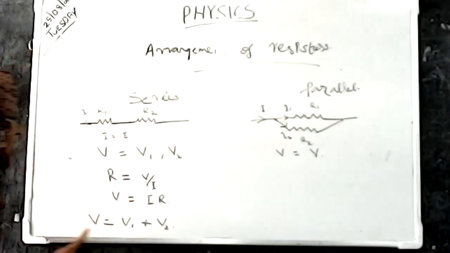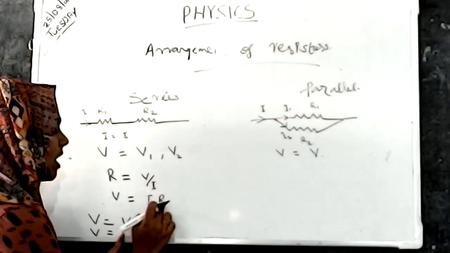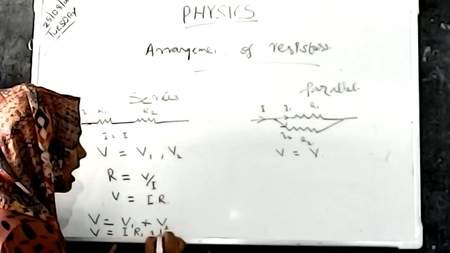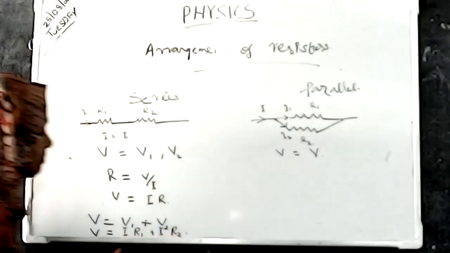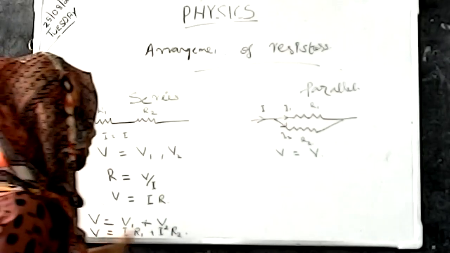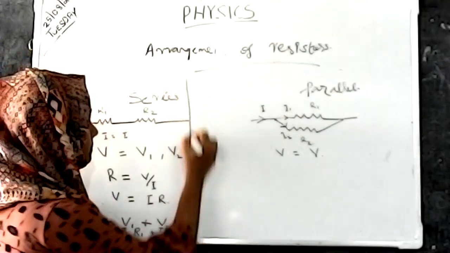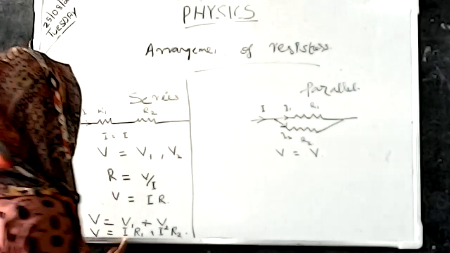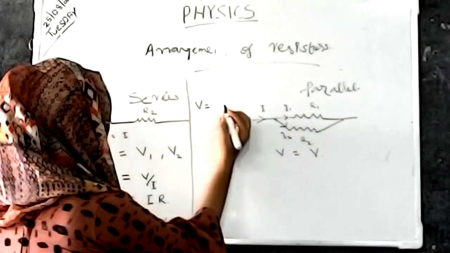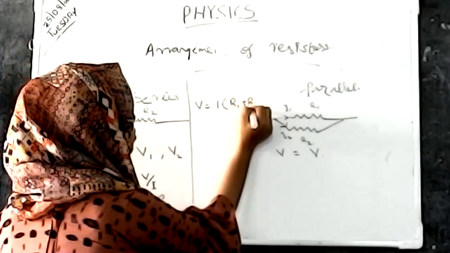So V is equal to, instead of V1, we put IR1, plus IR2. So we got the equation V is equal to IR1 plus IR2. From here, we get V is equal to I into R1 plus R2.